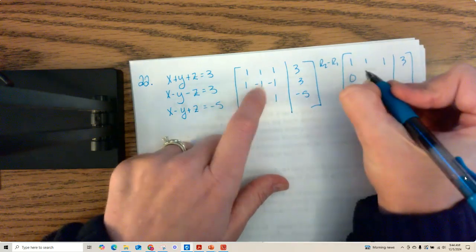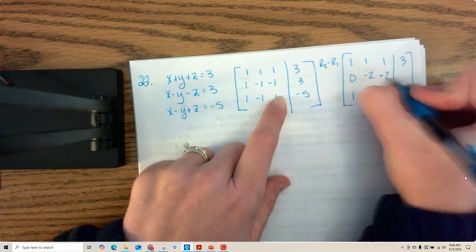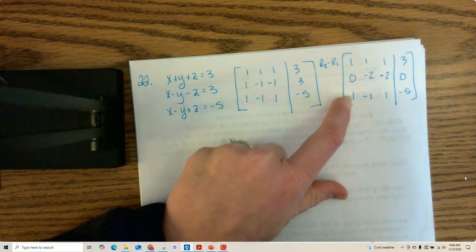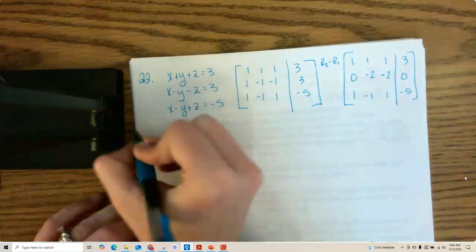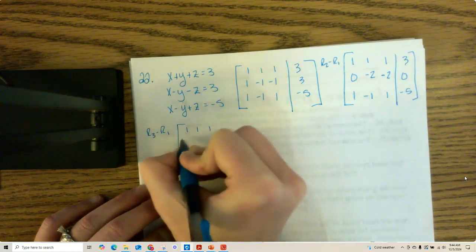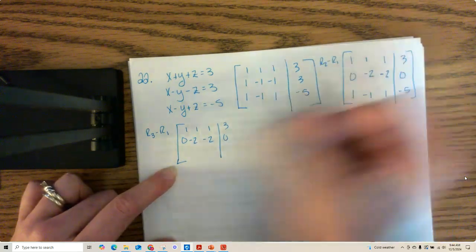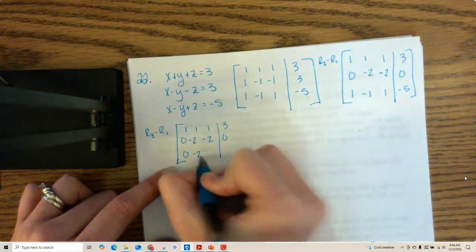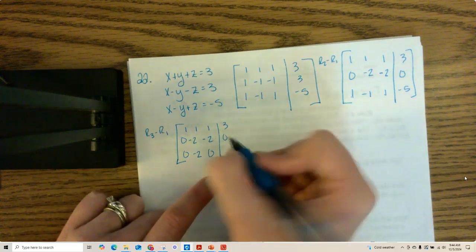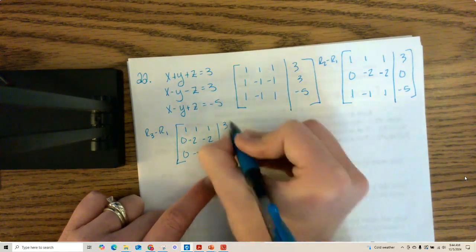1 minus 1 is 0. Negative 1 minus 1 is a negative 2. Negative 1 minus 1 is a negative 2. 3 minus 3 is a 0. And then let's get a 0 here. So row 3 minus row 1. So row 1 stays the same. Row 2 stays the same. 1 minus 1 is 0. Negative 1 minus 1 is a negative 2. 1 minus 1 is a 0. And then negative 5 minus 3 is a negative 8.